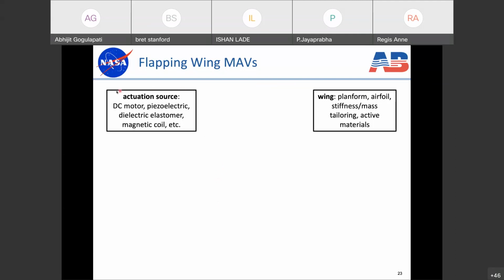The first design choice is the actuator source. Where should our actuation come from? There's all sorts of different choices we would have to make there, and it's not really the focus of today's talk.